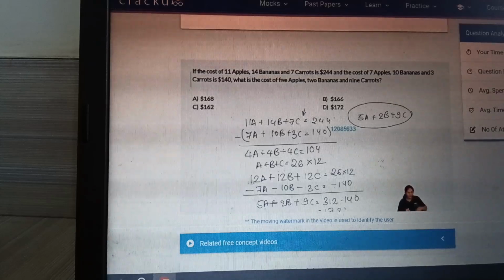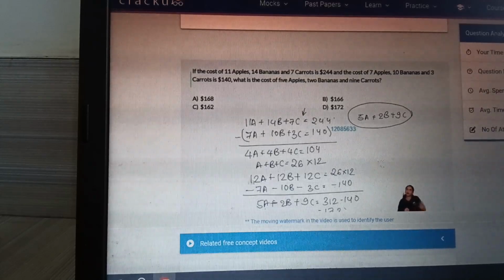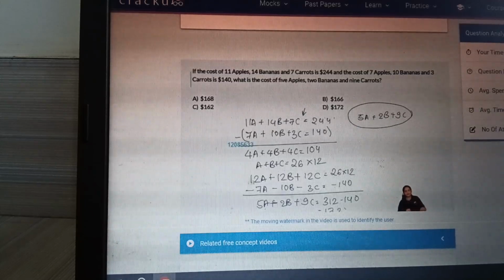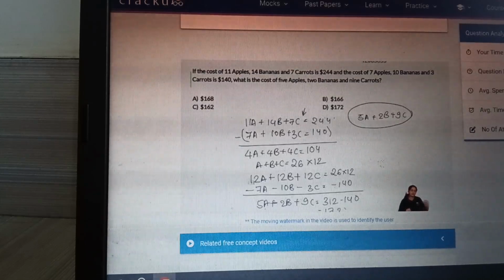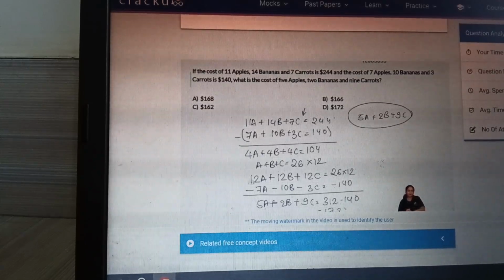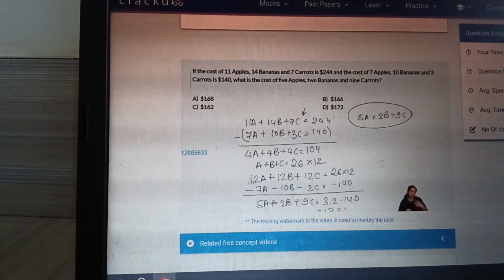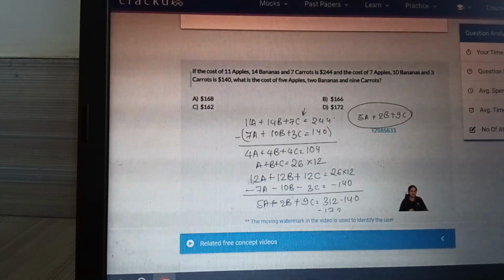So I got our required variables because once I realized that the coefficients were in the opposite order, bananas were the least, carrots were the highest, I knew that I had to essentially deduct my original equations. So from that I could get the required equation with a little bit of manipulation. So what is the cost of 5 apples, 2 bananas and 9 carrots? I get this is equal to $172.